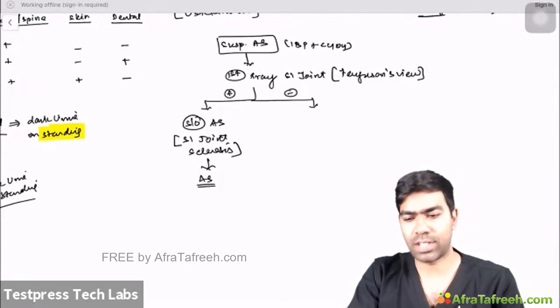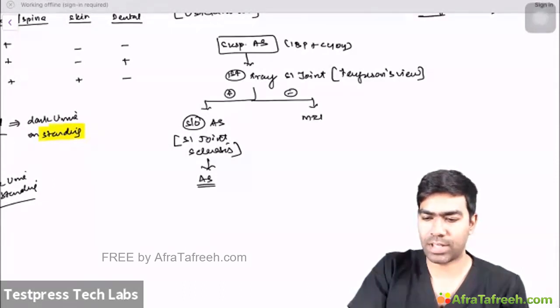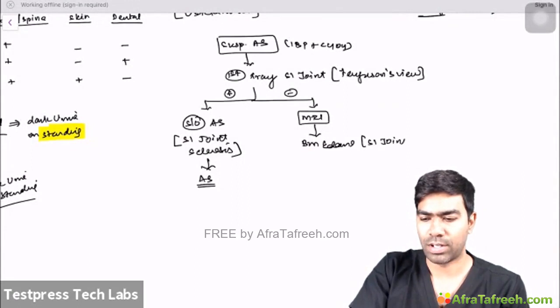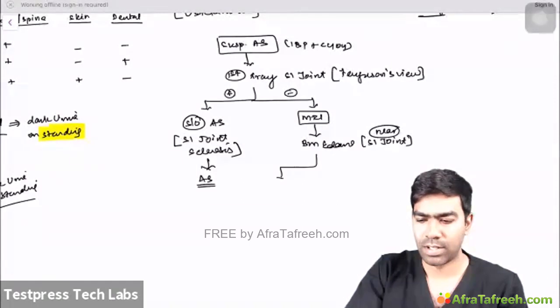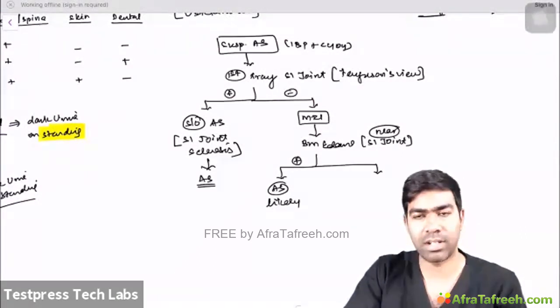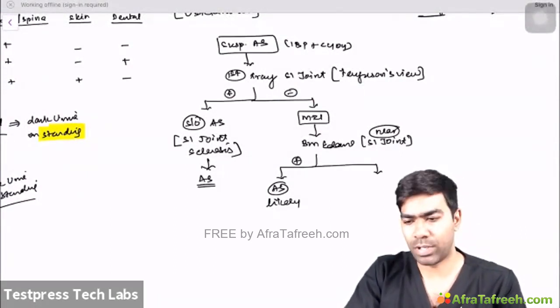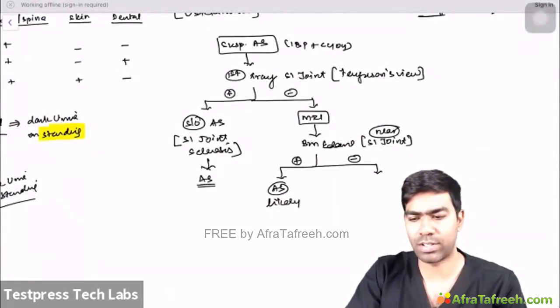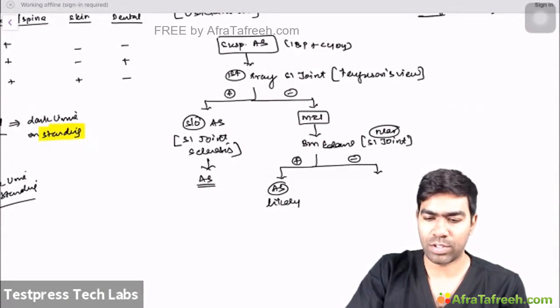If the X-ray of the sacroiliac joint is negative, then you can go for an MRI, which has very high sensitivity. If MRI shows bone marrow edema near the sacroiliac joint, that's a sign of sacroiliitis. Then again, it's likely to be ankylosing spondylitis, especially if it's symmetric. Remember, if it's asymmetric, then it's unlikely to be ankylosing spondylitis. It would be a symmetric sacroiliitis. If there is no bone marrow edema, ankylosing spondylitis is very unlikely.